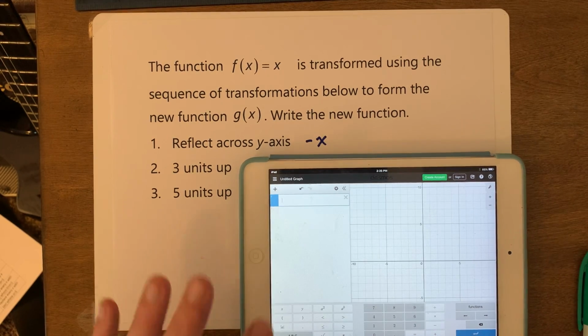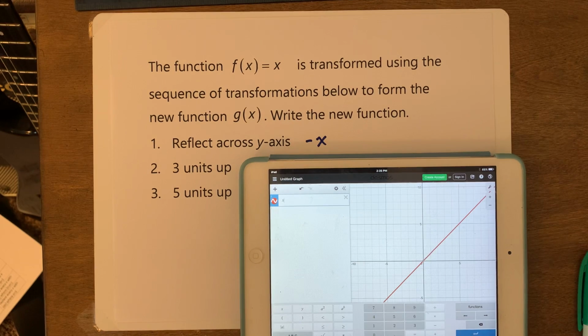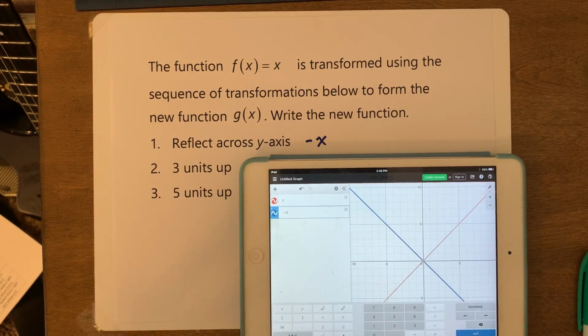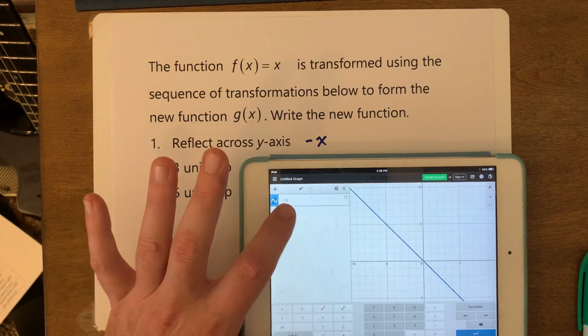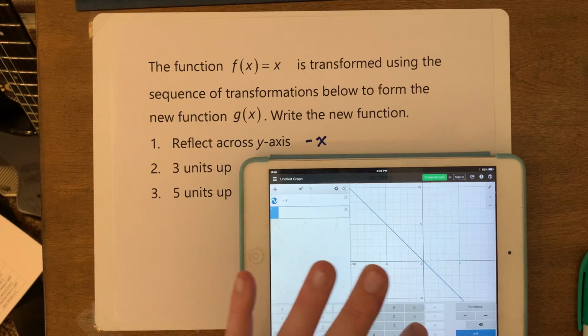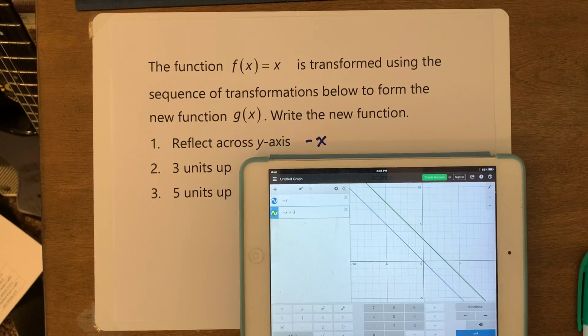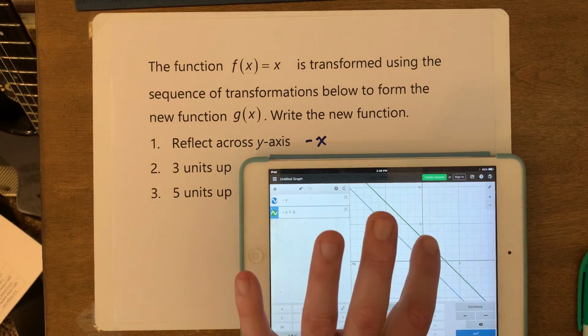So let's start with x. There it is. There's our line, our identity function. Okay, let's reflect it across the y-axis. So negative x. Okay, did that happen? Yep, it got reflected across the y-axis. So get rid of that. Okay, so now let's add 3 to move it 3 units up. So negative x plus 3, and it does in fact move it 3 units up, definitely.